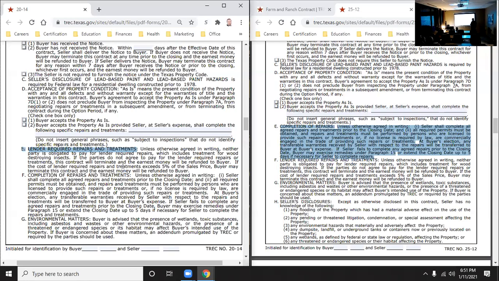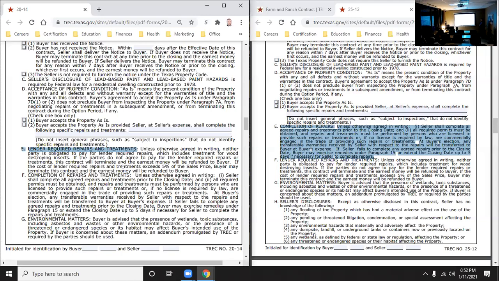Now, over here, look at this on E. Completion of repairs on the farm and ranch. Unless otherwise agreed in writing, seller shall complete all agreed repairs and treatments prior to the closing date. Doesn't even get an option. It's the seller. All required permits must be obtained, and repairs and treatments must be performed by persons who are licensed to provide such repairs or treatments, or if no license is required by law, are commercially engaged in the trade of providing such repairs or treatments. At buyer's election, any transferable warranties received by the seller with respect to the repairs will be transferred to the buyer at the buyer's expense.